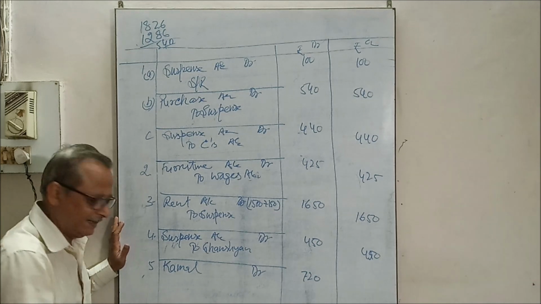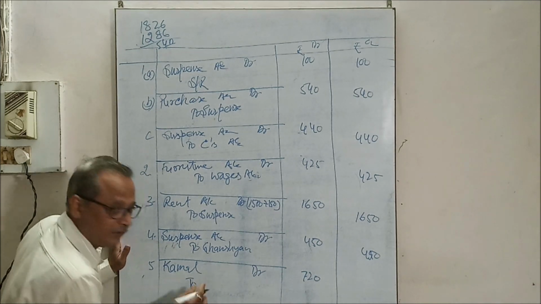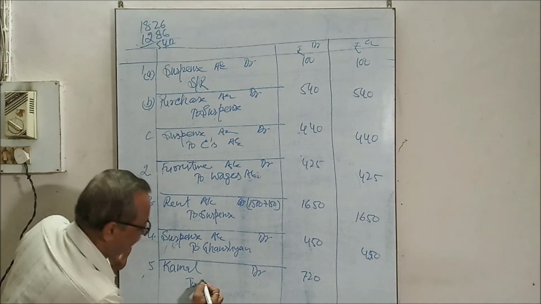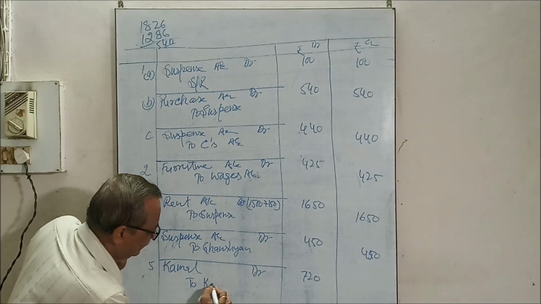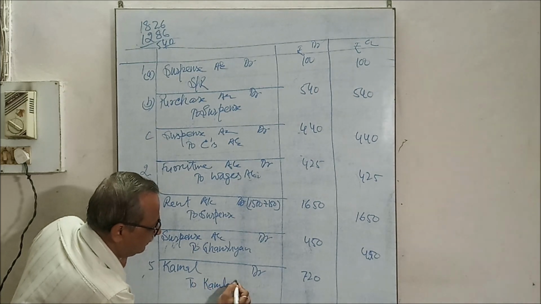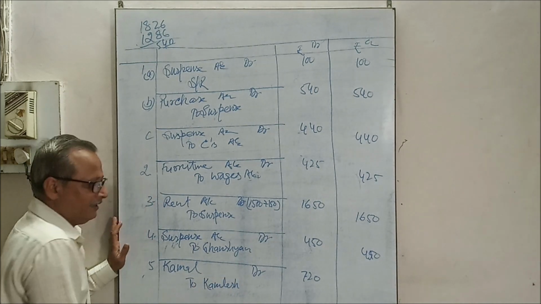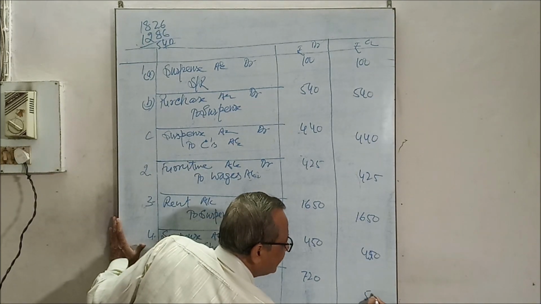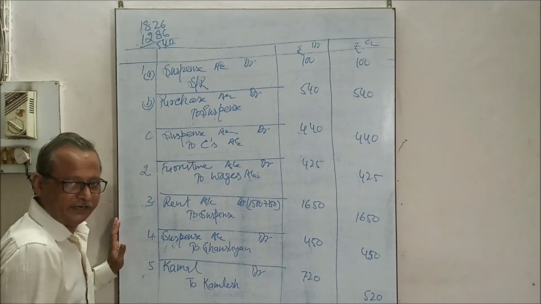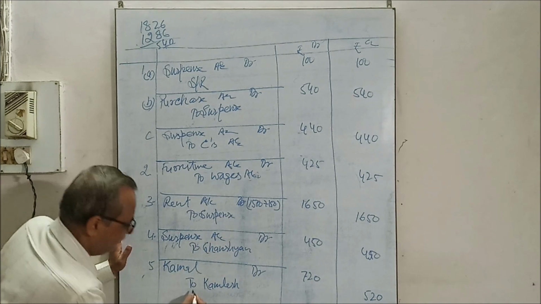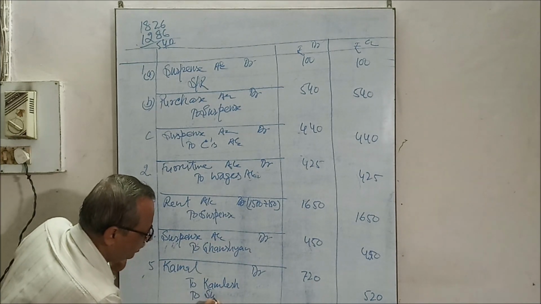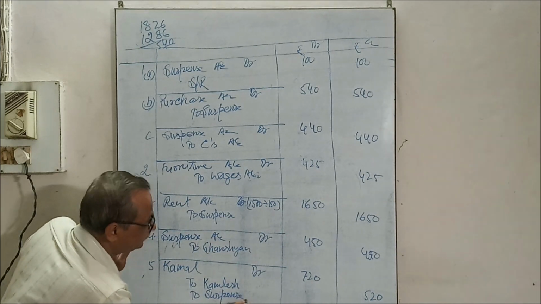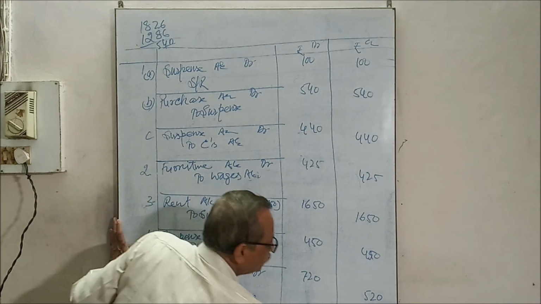He should be credited now. He must be credited now to nullify his account. That is called correction. Now credit it, and it was credited by 520. There is a difference of 200. Then here we will write to suspense account 200.